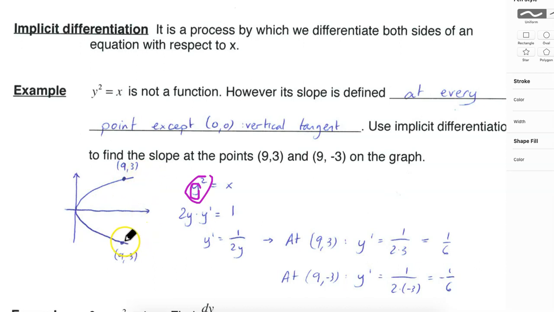What about the slope at (9, -3)? I'm going to plug in a y in here again, but this time y is equal to negative 3. And I get that the slope is negative 1 over 6. So there's a symmetry which we can see about the x-axis. If the tangent line here goes up by 1 over 6, then it seems reasonable to agree that the slope here is going to be negative 1 over 6. It's a line that goes down slightly this time.